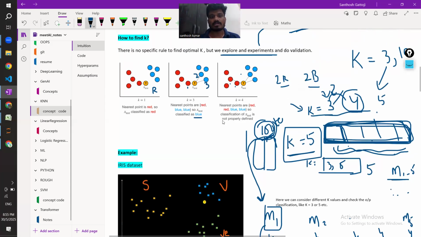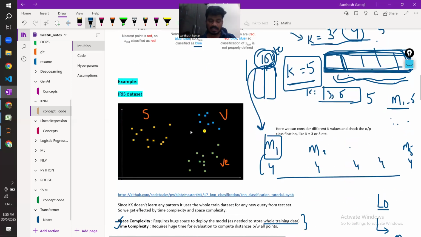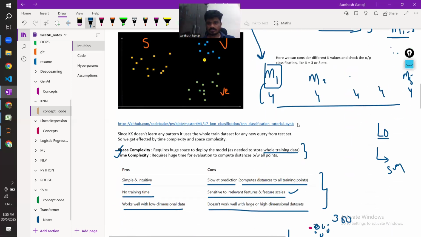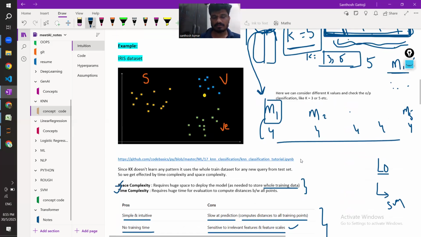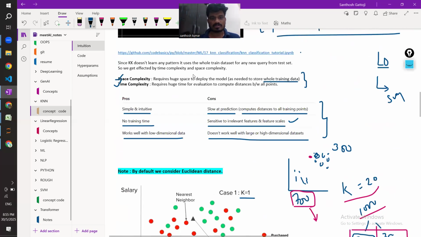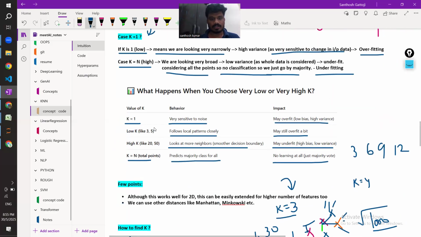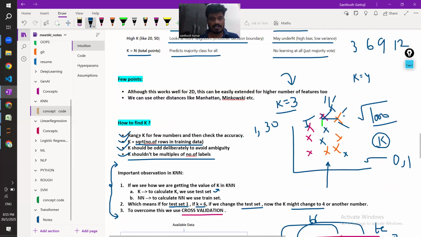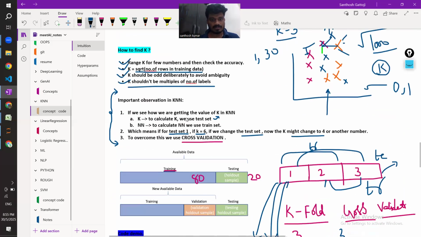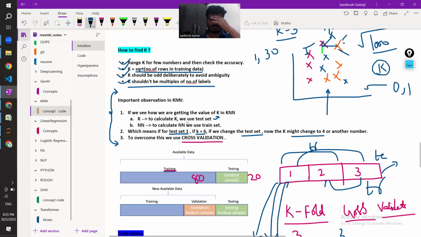So that's how you can find out the K, and there is no rule. The iris dataset example I will show in tomorrow's class. There is not much theory actually. We have discussed most of the things: the basic definition, pros and cons, space complexity, time complexity, and also overfitting, underfitting, whether K should be high or low, the values, pros, cons, the range of K, and the main important observation. So mostly this much theory is enough for the KNN part.